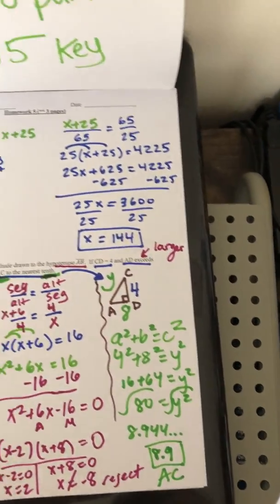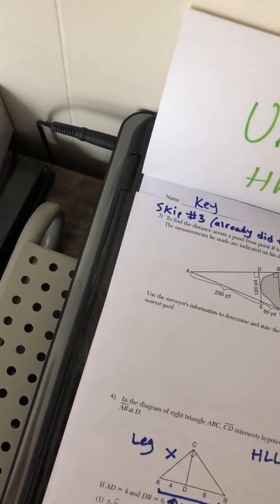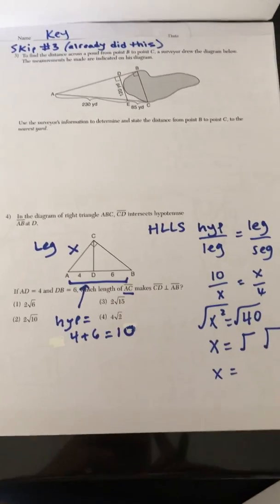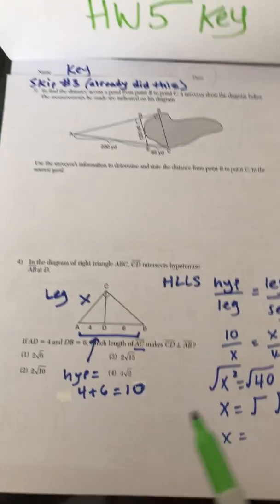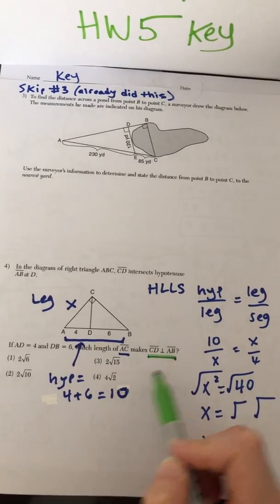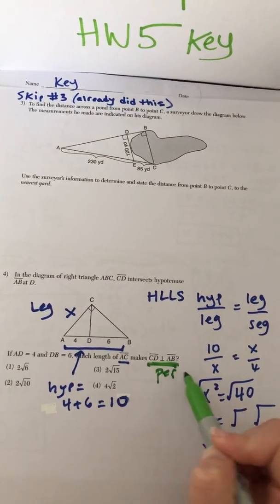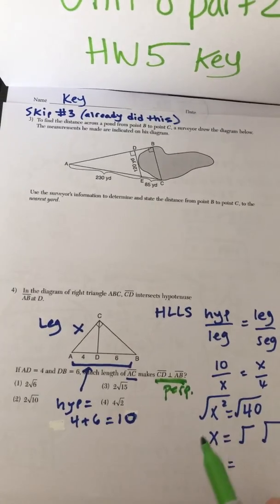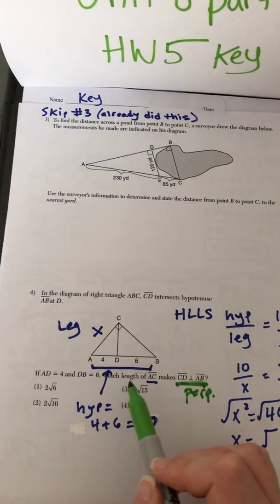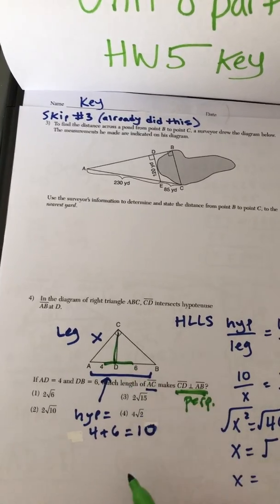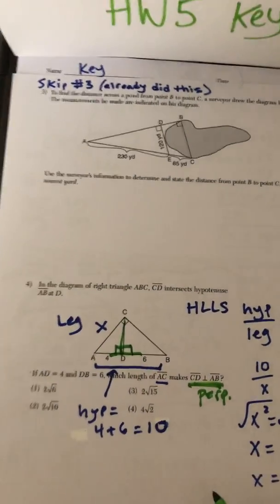Now on the next page, we could skip question 3. We've done that one before. But on the bottom, it was a right triangle diagram, and we wanted to know when would these two line segments be congruent? Perpendicular. Oh, I read that too quickly. I need to be more careful. Okay, perpendicular. When would CD be perpendicular to AB? So let's visualize that with the right angles.